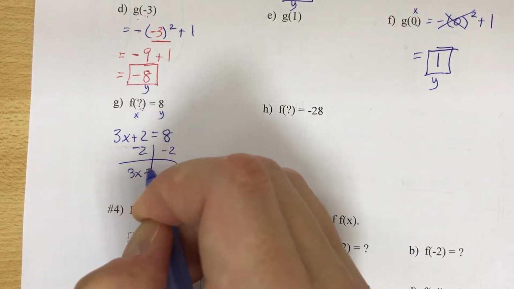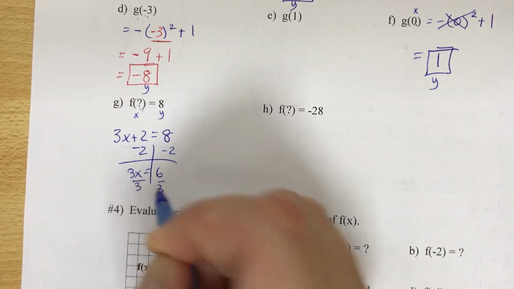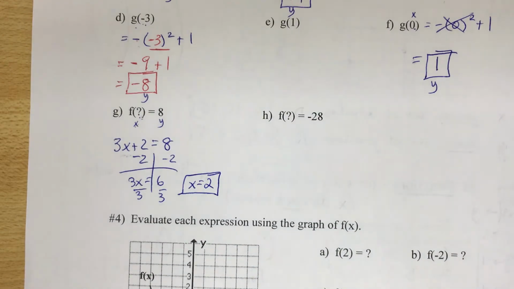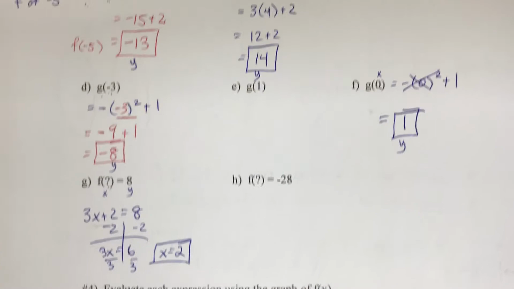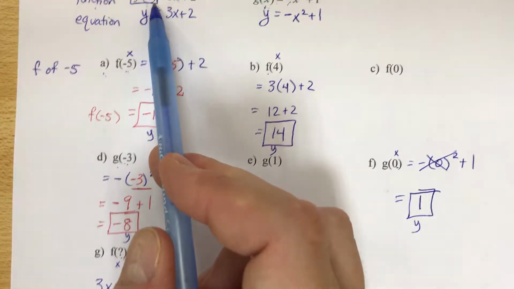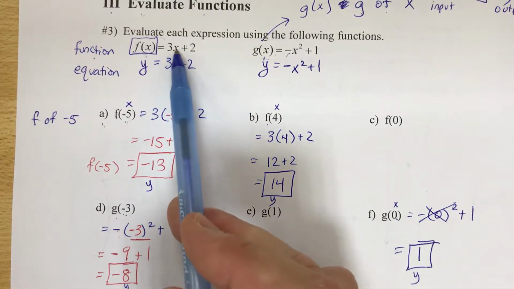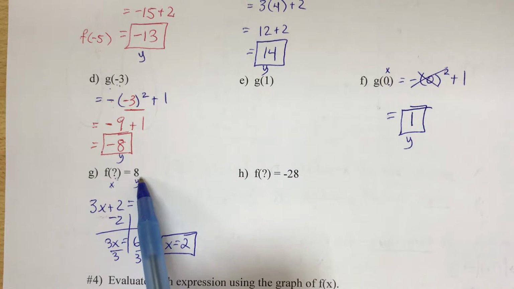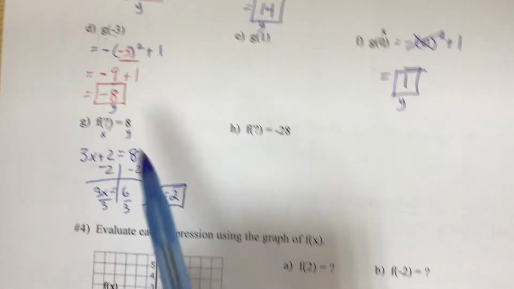So 3x is equal to 6, and then we divide, and the x value is 2. Now, if you're not sure that that works, we can take the function for f, and we'll substitute the value 2 and evaluate it. 3 times 2 is 6 plus 2. Does that give us the output? Yes, it does. That's 8.